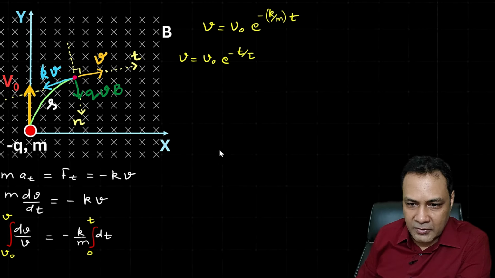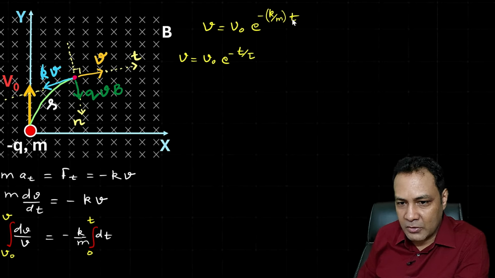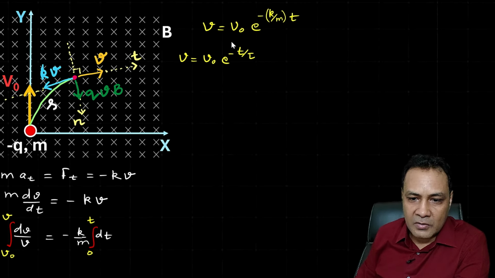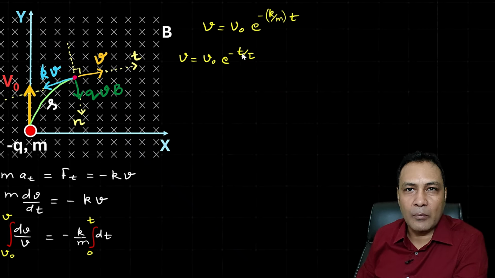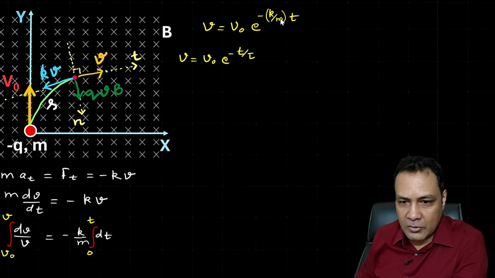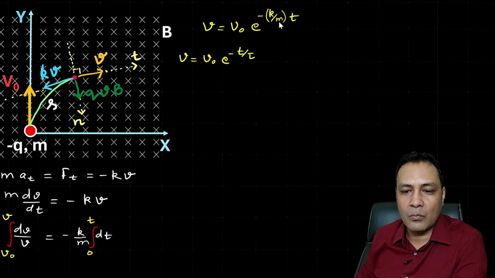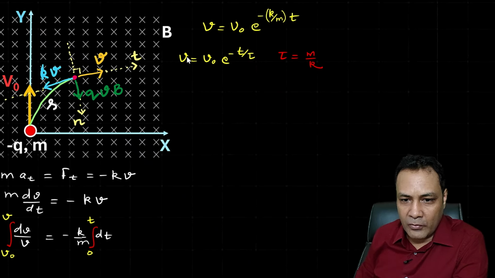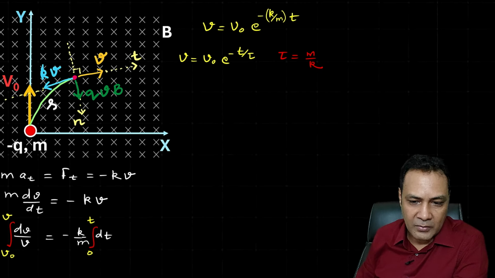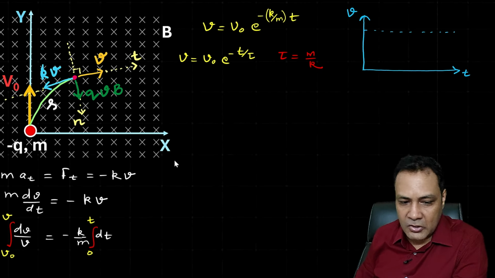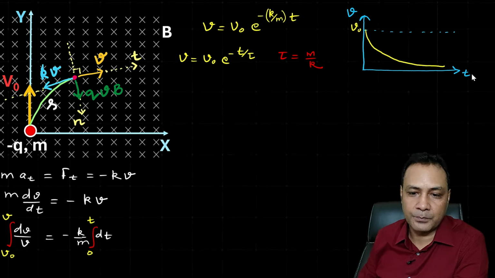So I can also write this as v is equal to v naught e to the power minus t by tau, where tau is m by k. Why I am writing this is just to get a better feel. So this exponent is a dimensionless thing, so this tau has to be of a dimension of time. And what is tau? Tau I have written in place of m by k. If I make a plot of v versus time, that is an exponential decreasing graph, something like this. Initial velocity is v naught and it decreases exponentially.